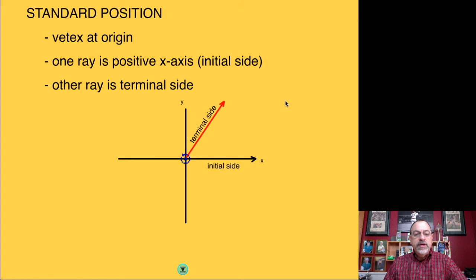So that will wrap up our discussion of coterminal angles. In the next lesson, we'll look at determining the sine and cosine of these different angles.